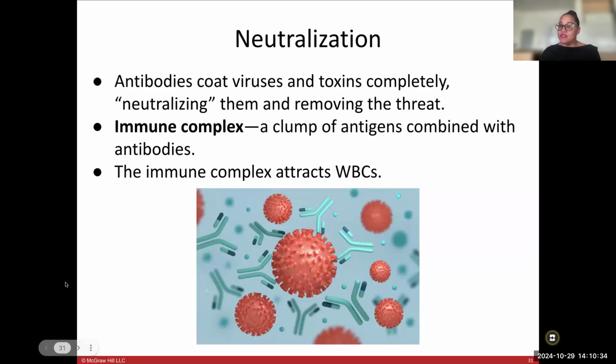Antibodies coat viruses and toxins completely while neutralizing them and removing the threat. This forms the immune complex, which is the clump of antigens combined with the antibodies. And the immune complex will attract the white blood cells to come and eat them.